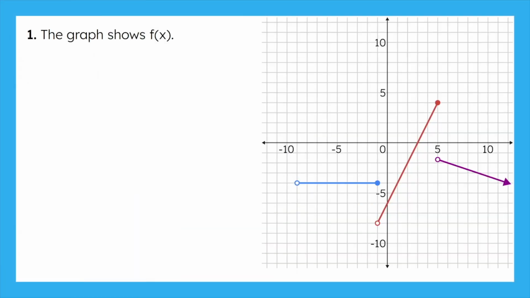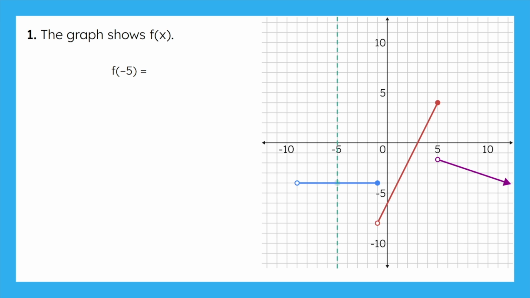Here's an example of a piecewise graph. The domain of this piecewise function is split into 3 intervals, or pieces, and each piece has a different shape. We can evaluate this function using the graph in the same way we'd evaluate any other function represented on a graph. For example, try evaluating f of -5. What's the output when the input is -5?